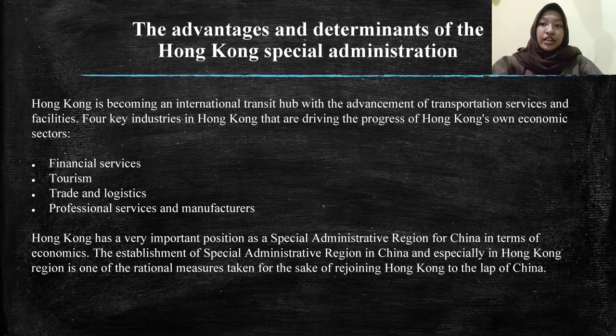Hong Kong as a special administrative region has a very important position for China, especially in terms of economy. The SAR is one of the 8 concepts derived from the formulation of one country, two systems. The establishment of SAR in China, and especially in the Hong Kong region, is one of the rational measures taken for the sake of regioning Hong Kong to the level of China.